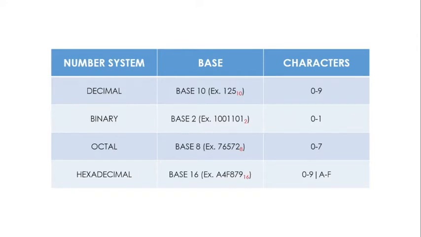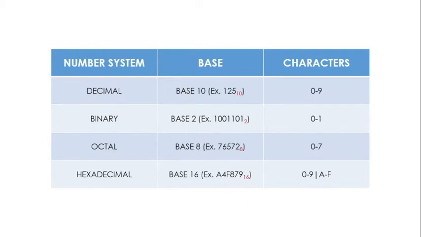For the decimal number system, they use 10 as their base, and the numbers you can use to represent a decimal number range from 0 to 9. For the binary number system, they have 2 as their base, and the numbers you can use in order to represent a binary number range from 0 to 1.